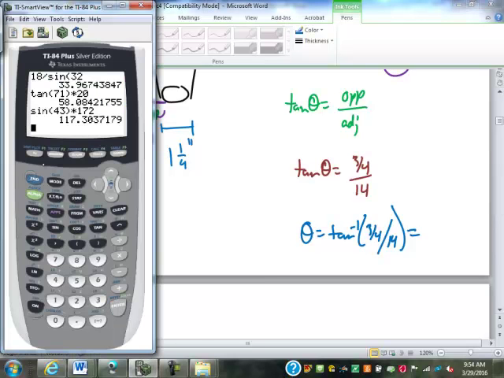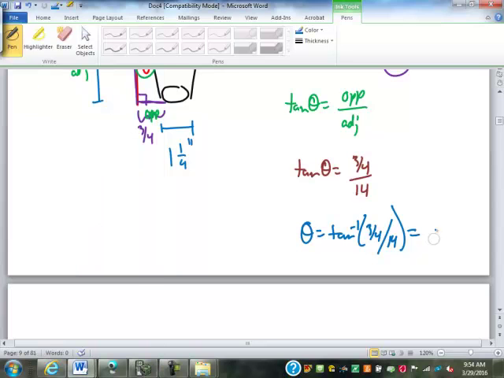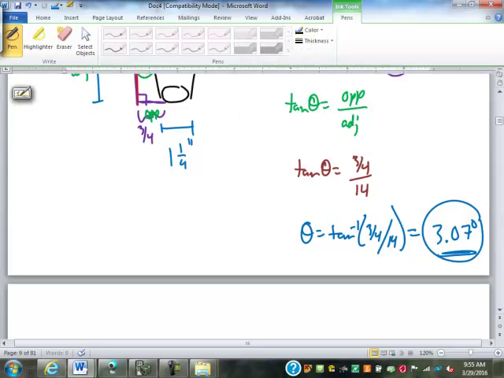So second tangent of 0.75 divided by 14. 3.07 degrees. That angle is 3.07 degrees. Make sense? Any questions?